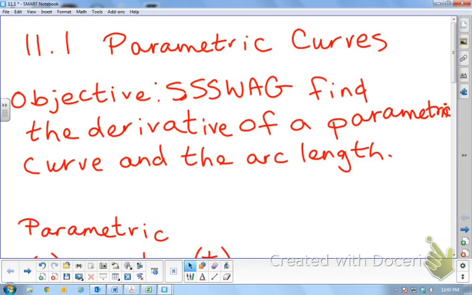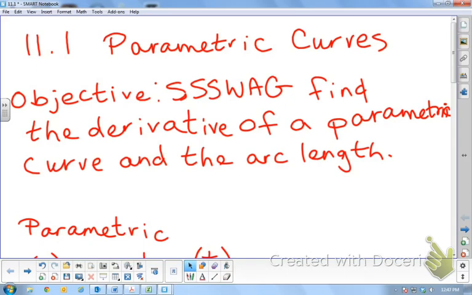So chapter 11, there's only 3 sections in chapter 11, but each section actually has quite a bit of information in each piece of it. So we're going to be talking about parametric curves, vectors, and polar curves. You guys should have seen polar coordinates last year, hopefully.